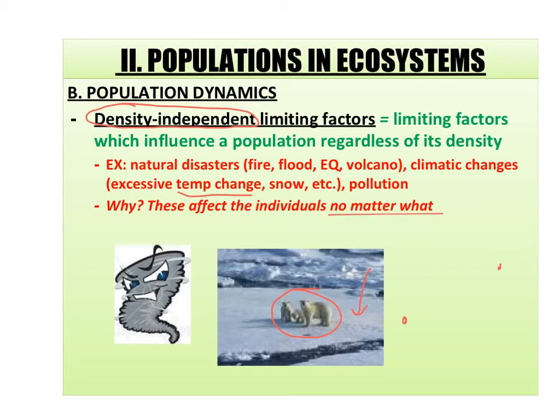So that's like severe drought, fire, flood, a volcano erupts. It doesn't matter how close together you are. If a volcano erupts and you're hit with a bunch of ash or lava, you're going to die. So that's the difference between density independent and density dependent limiting factors.